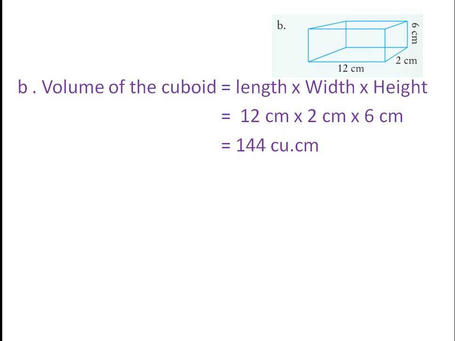First recollect the formula for the volume of the cuboid: length multiplied with width multiplied with height. Write down the formula like this and write down the length value 12 centimeters, width value 2 centimeters, height value 6 centimeters. 12 2s are 24, 24 6s are 144 cubic centimeters is the answer for this problem. Like this, we should find the figure name and also recollect the formula for this problem.